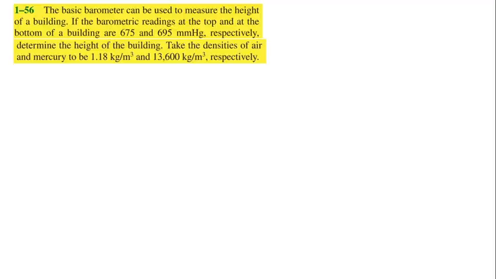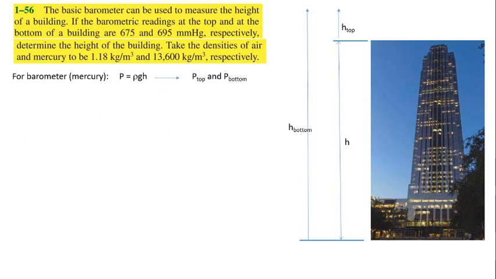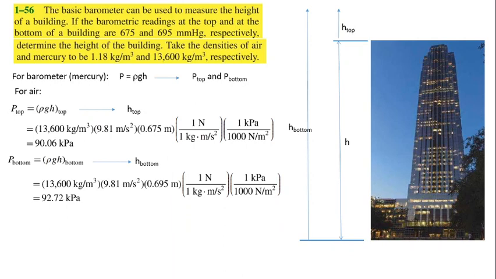So based on that concept, we can solve this problem 156 to get the height of this building. So this is our building. At the bottom part, we have the atmospheric pressure at the bottom, and at the top part, the atmospheric pressure at the top, and this will give us H top and H bottom. And H is the height of the building. So this is the formula that we use with the barometer, using mercury as our manometric fluid. And remember, that is the pressure we got from the barometer at the top, and this is the pressure we got from the barometer at the bottom. We substitute that in the equation rho GH for air. Then we have the height as 231 meters.